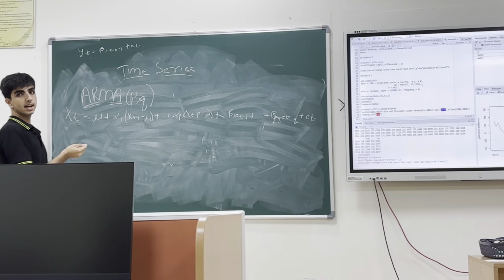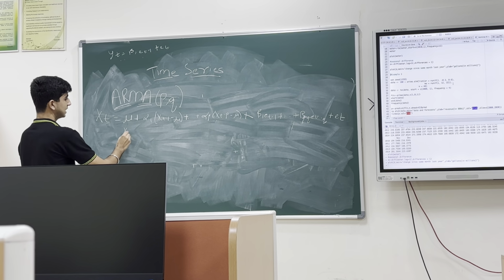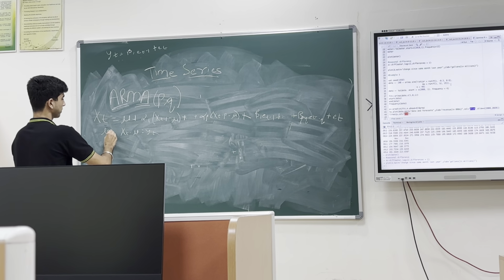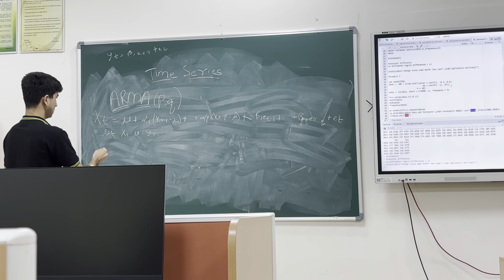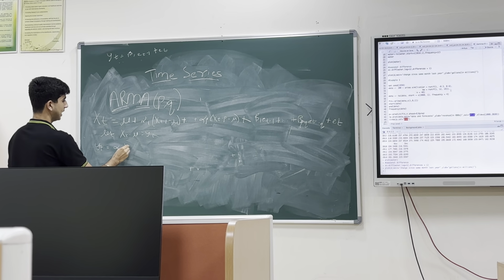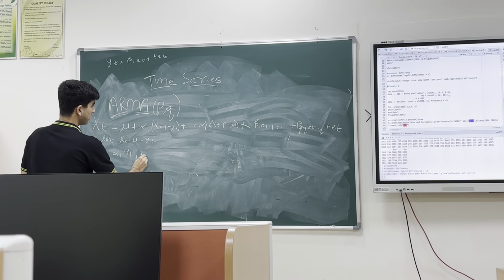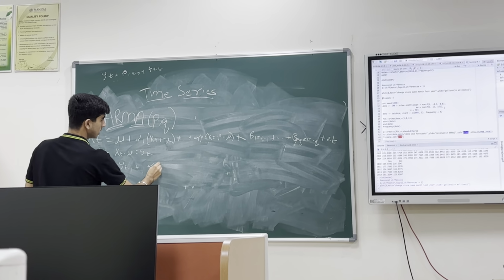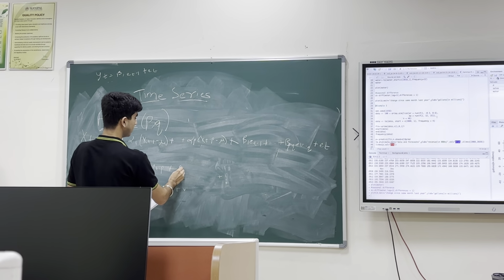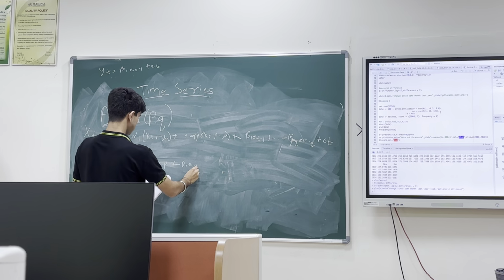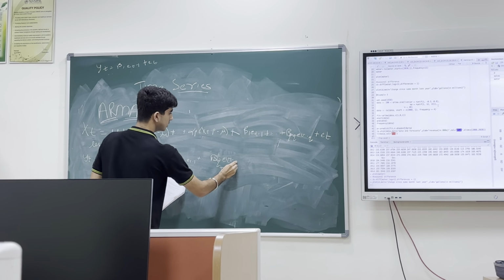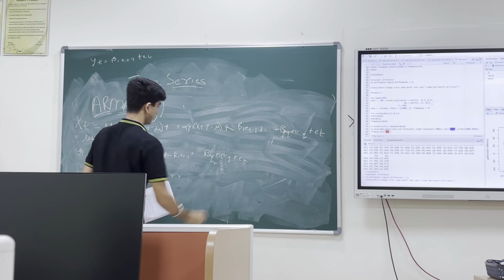Now again, like I've done in the previous ones, let xt minus mu be equal to yt. So this entire thing changes to yt is equal to alpha 1 times yt minus 1, plus up to alpha p times yt minus p, plus beta 1 times et minus 1, plus up to beta q times et minus q, plus et. Okay.